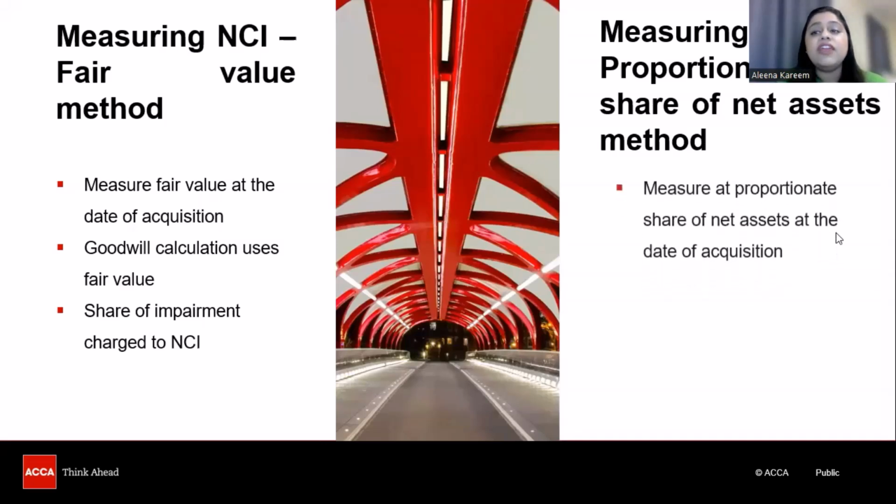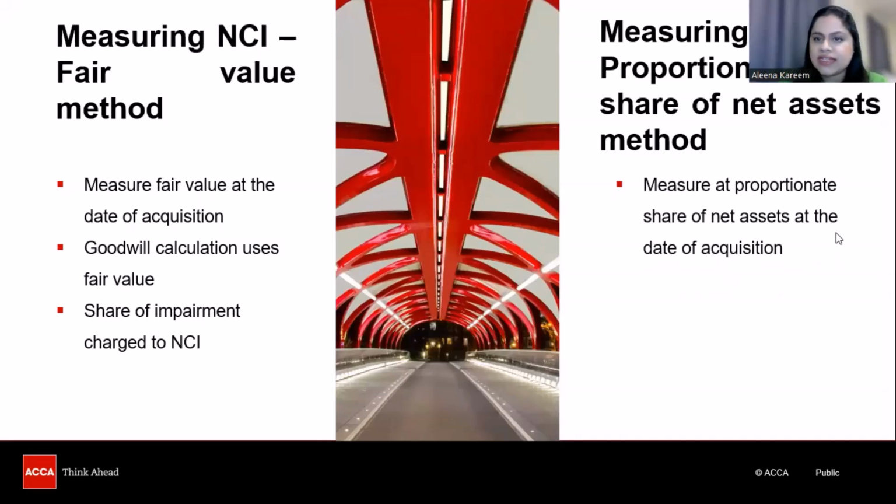On the other hand, if we are talking about the proportionate share of net assets method, in that case, when we are talking about the calculation of NCI, the measurement is done at the proportionate share of net assets at the date of acquisition. This means that we do not have the NCI value at fair value at the date of acquisition. So what we do is calculate the fair value of net assets of the subsidiary company, which we have to do anyway for the calculation of goodwill. And we apply 20% to it to calculate the value of NCI. We do not know at what rate the NCI is trading in the market. We are just calculating the fair value of the subsidiary company's net assets and applying the percentage.